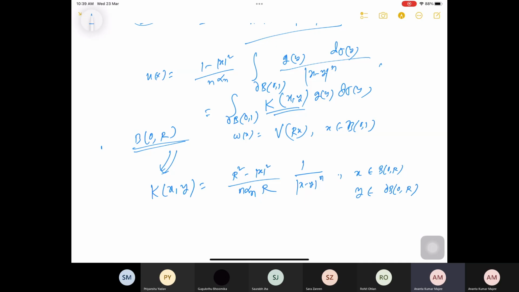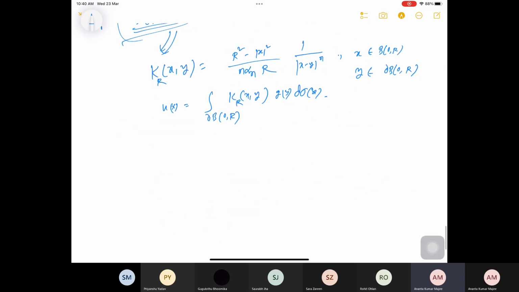Okay, this is your Poisson kernel for the ball of 0, r, and hence the solution to this problem I can write down: u of x is the integral over dou B of 0, r of k_r of x, y, g of y d sigma y. Okay, so this is the Poisson expression, or the Poisson formula, for the Laplace equation: minus Laplace u is equal to 0, and u is equal to g on the boundary of omega, and then you have this expression. Okay.